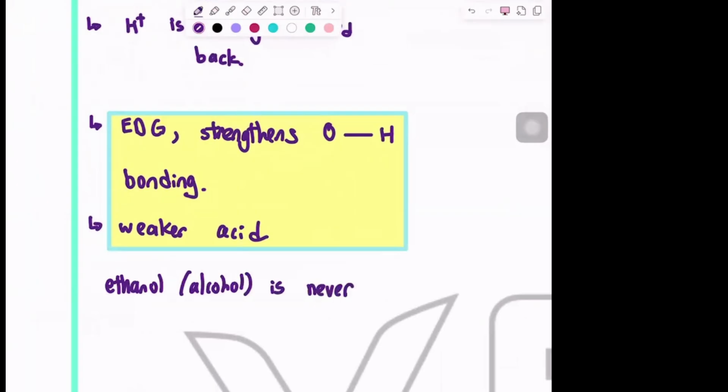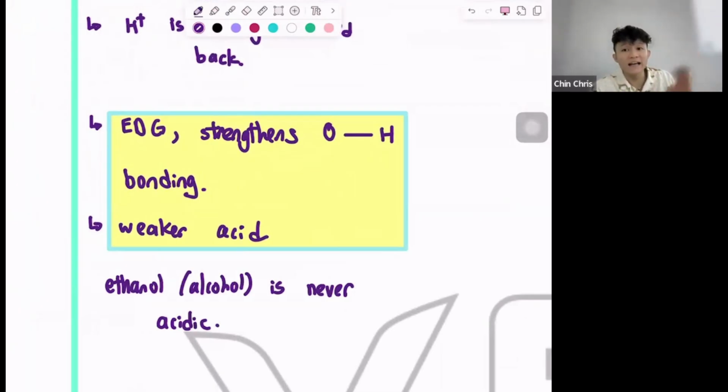Sir, then why do you write weaker acid then? Oh, because usually they will ask you to compare the acidity. So this is the weaker acid.